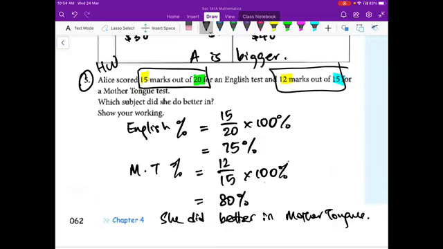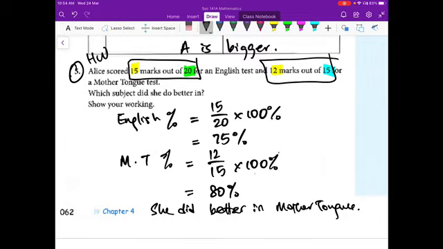Okay, so right now I want to show you how else you can improve this presentation. You have shown the percentage for English, you have shown the percentage for mother tongue. You're comparing these two percentages, right? You're trying to find which is bigger. So now that you have found 80%, you write down this is bigger than 75%. So this inequality, this is the bigger than sign. I want all of you to include this now. So that when I see this, I know, okay, you are already comparing, you are using what you have already learned in inequalities to apply it over here. You're comparing two. One is bigger than the other. That's why she did better in mother tongue.